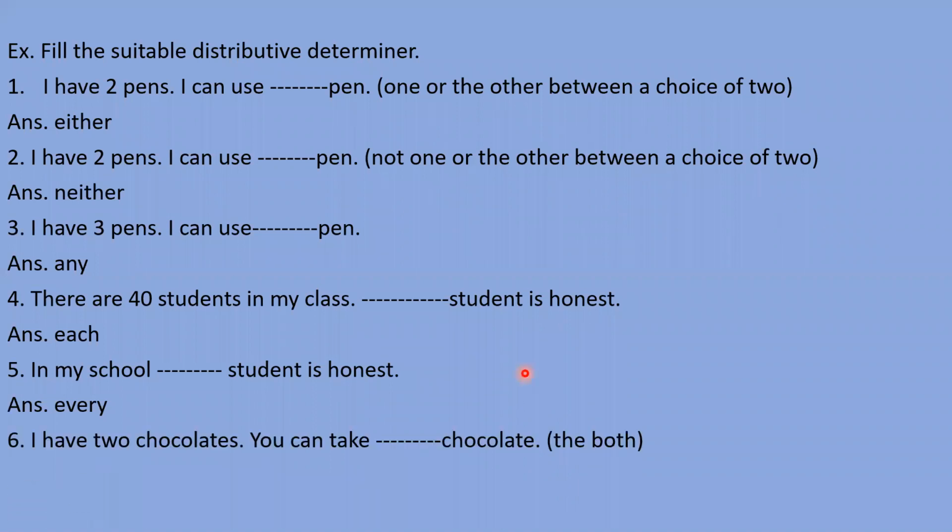Come to the next sentence. I have 2 chocolates. You can take dash chocolates. For the meaning of both, you need to use the word. You need to say, I have 2 chocolates and you can take both chocolates. So what can be the right answer here?